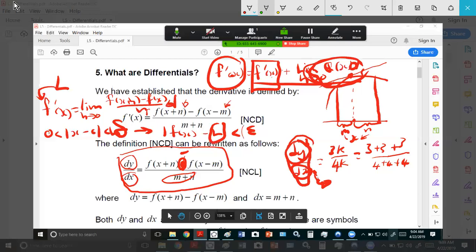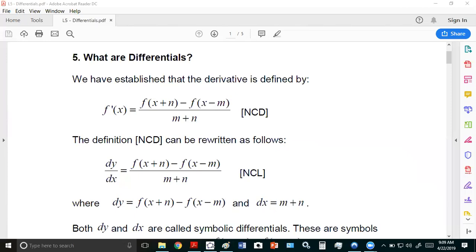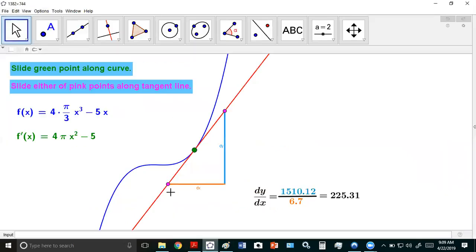I mean, as long as this fraction here is proportional to or equal to any other fraction, then you can find many equivalent fractions. But that doesn't change the fact that dy and dx are numbers. They're symbolic numbers. And I think I've shown this to you before in this video.